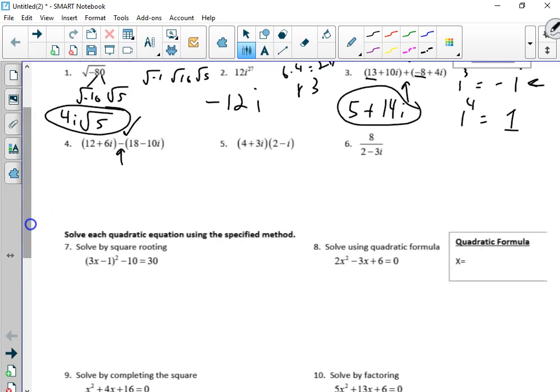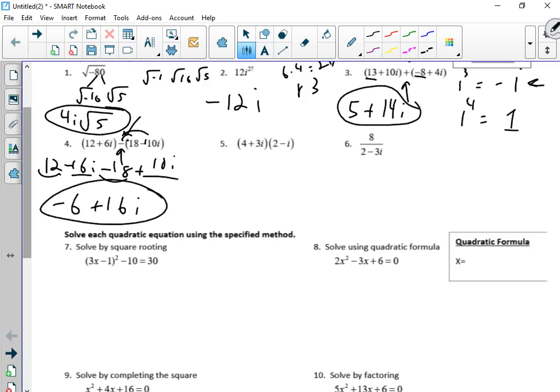Alert, alert, alert. We are not foiling. We are not multiplying. We are not distributing. Well, we're distributing the negative, but we're not distributing 12 to the second parentheses and 6i in the second parentheses. So we just have 12 plus 6i minus 18 plus 10i, because this becomes positive and this becomes negative. Now we join like terms. Remember the constant first. So 12 minus 18 is -6. 6i plus 10i is plus 16i. That's it.